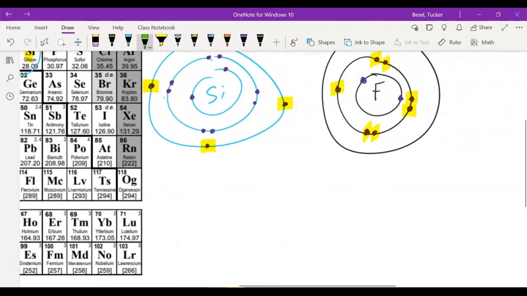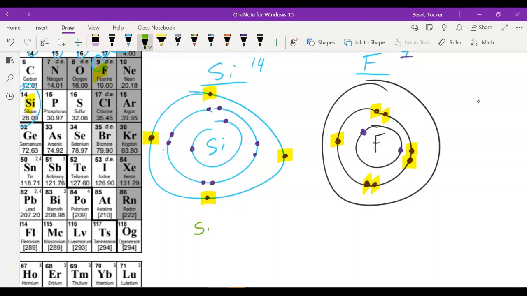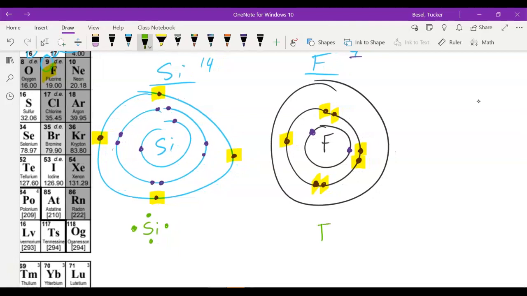And then coming over here for silicon, Si with 1, 2, 3, 4. We try to keep them unpaired until we have to start pairing them up. So fluorine would be 1, 2, 3, 4. And then we have to start pairing up 5, 6, 7 valence electrons.